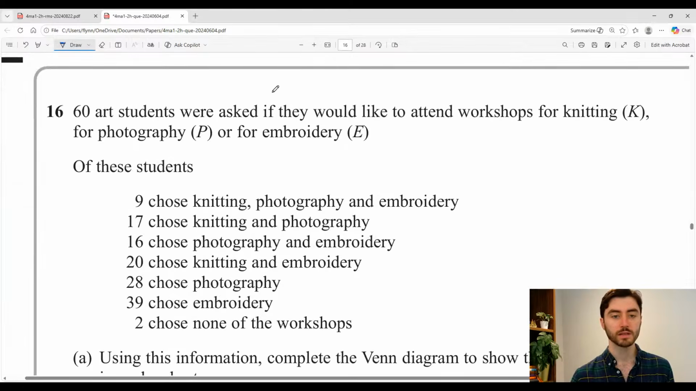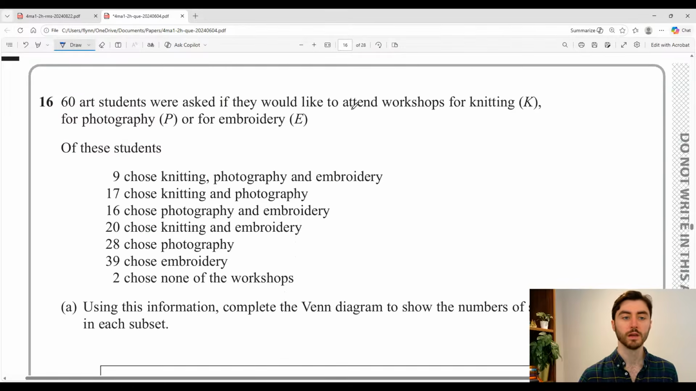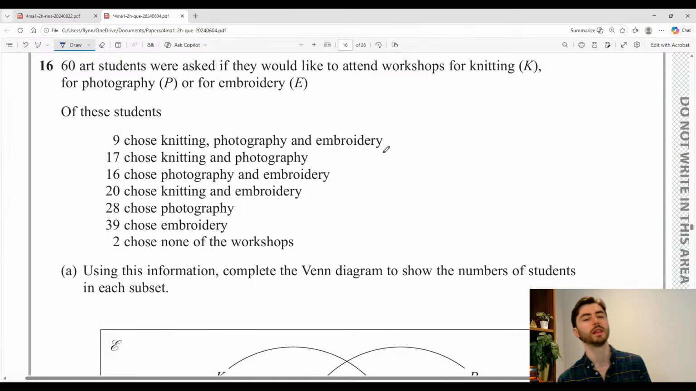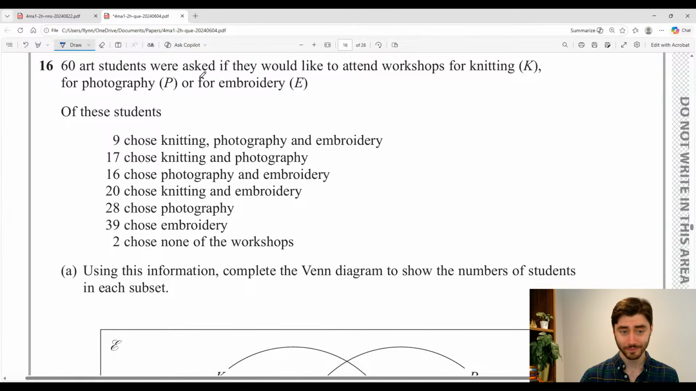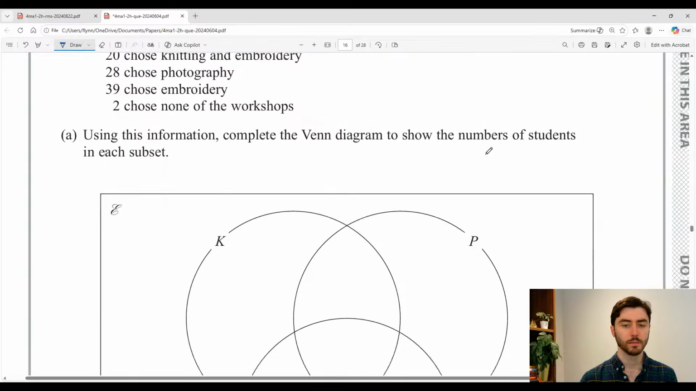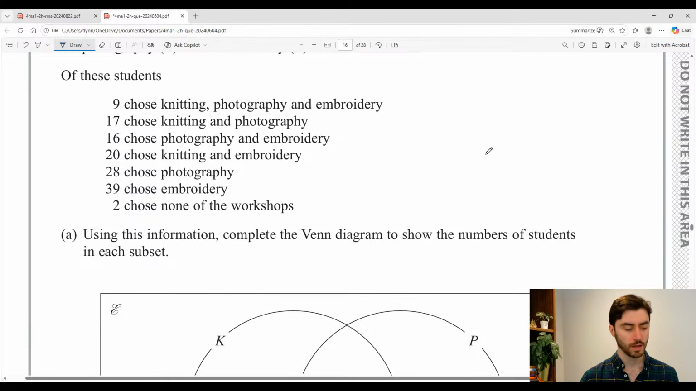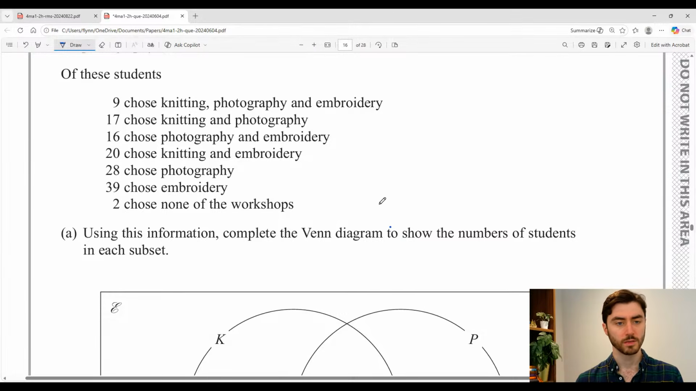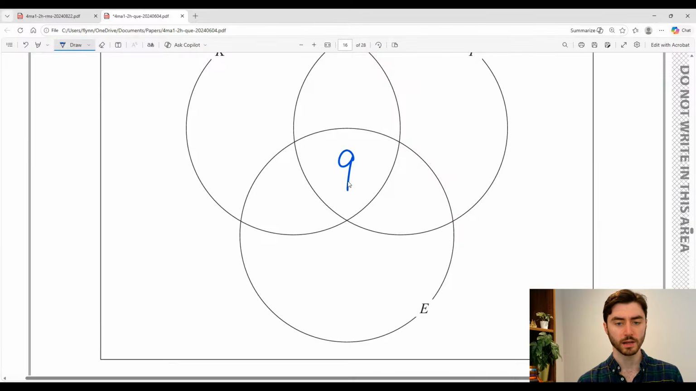Okay, so we're getting into the slightly more tricky end of this. Question 16. Oh, I love Venn diagrams. Yes! So, 60 art students, 10 workshops, complete the Venn diagram. So 9 chose all of them. So 9 goes in the middle.